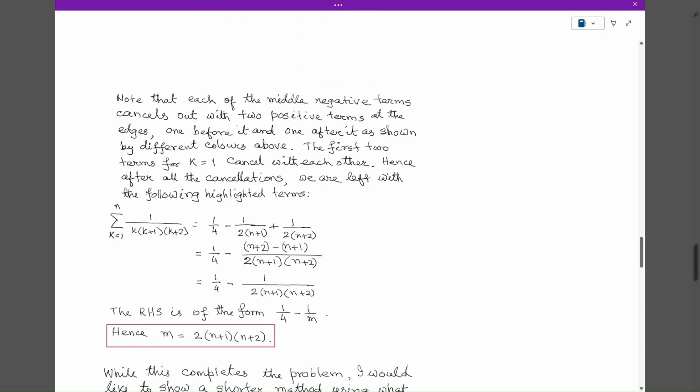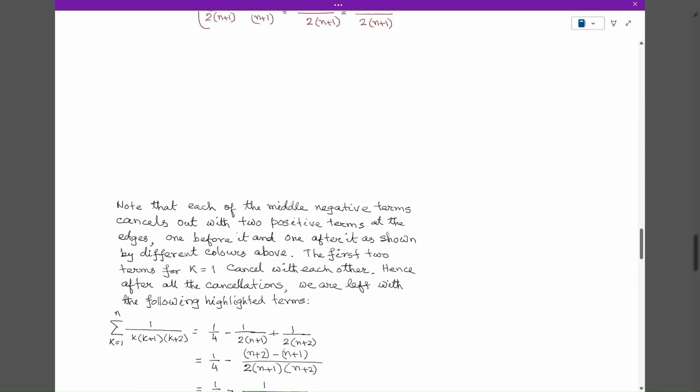Now, note that in the above table, each of the middle negative terms cancels out with two opposite terms at the edges, one before it and one after it, as shown by different colors. The first two terms for k is equal to 1 cancel with each other. Hence, after all the cancellations, we are left with the following highlighted terms, which I will show you now.